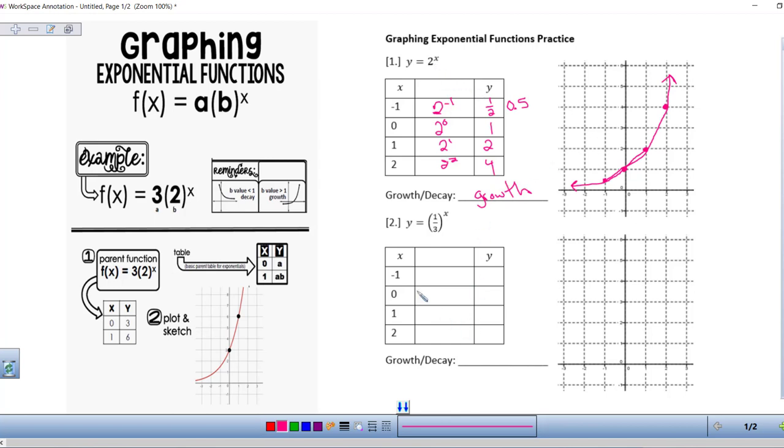It's growth. I look at this one, and it's 1/3, so I know it's going to be a decay. So if for some reason my numbers were telling me to go up, I know something is wrong because it should be a decay. So if we do 1/3 to the negative 1 power, we end up with 3. And then 1/3 to the 0 power is 1. Anything to the 0 power is 1.